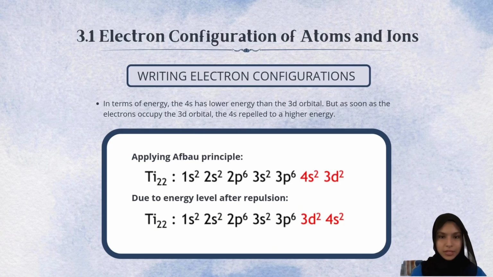Writing electron configuration. Let's put this into practice with titanium. When we apply the Aufbau principle strictly for filling, we get the configuration 1s2, 2s2, 2p6, 3s2, 3p6, 4s2, and 3d2. But remember the energy shift we just discussed: because the 3d electrons repel the 4s electrons to a higher energy level once occupied, we write the final configuration in order of the principal quantum shells. So it's going to be 1s2, 2s2, 2p6, 3s2, 3p6, 3d2, and 4s2. This reflects the actual energy state, where 3d is now inside and lower in energy than 4s.